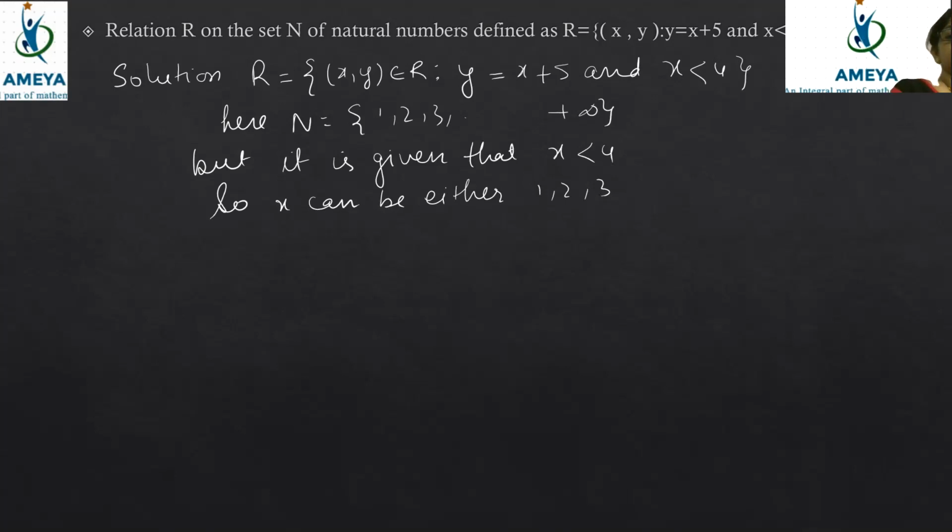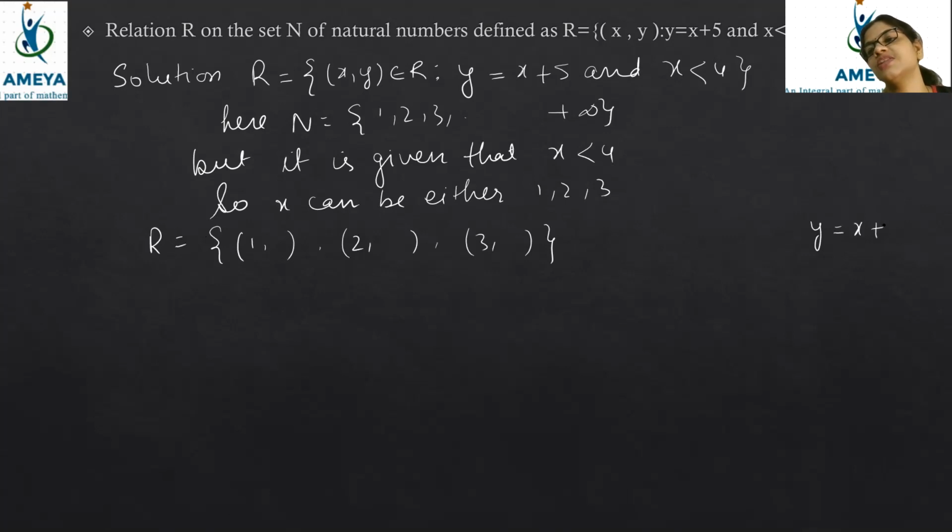Okay, so let's see the relation. R is equal to, here x element, we have to find y, and x can be 1, 2, 3. Now let's find the value of y. The condition given is y is equal to x plus 5. When x is 1, y will be equal to 6, 1 plus 5. When x is 2, y will be equal to 7. When x is 3, y will be equal to 8.